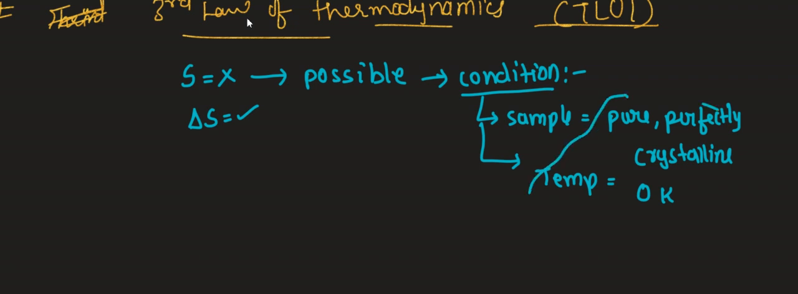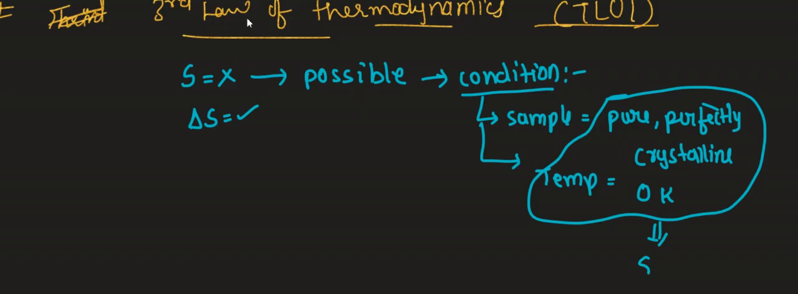Under this condition only, you can find the exact value of the entropy. And what is the exact value of entropy? It was found to be 0. Clear till here? Repeating again, it is impossible to find the exact value of entropy, but the third law of thermodynamics says that it is possible to find the exact value of entropy. But what is that condition?